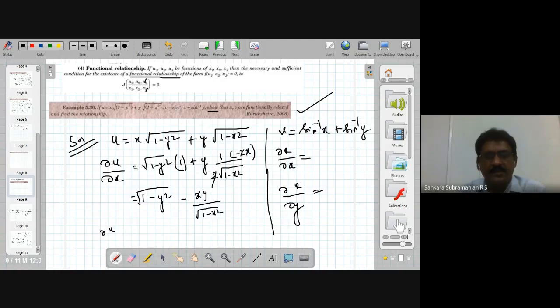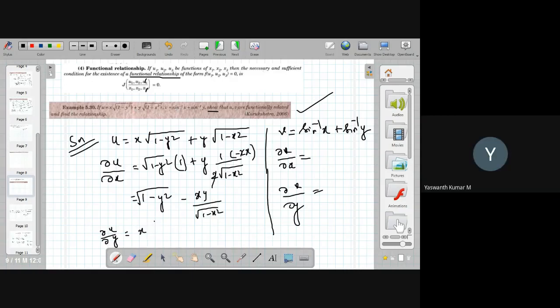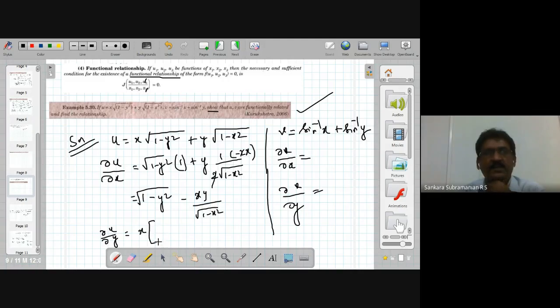So let me find dou u by dou y. In this case, x is constant, take it out. Differentiating root of 1 minus y square, I will be getting 1 by 2 times root of 1 minus y square, into differentiation of 1 minus y square, this is minus 2y.